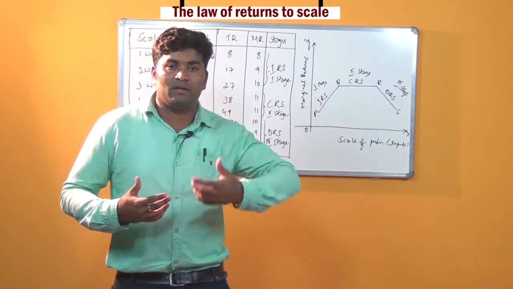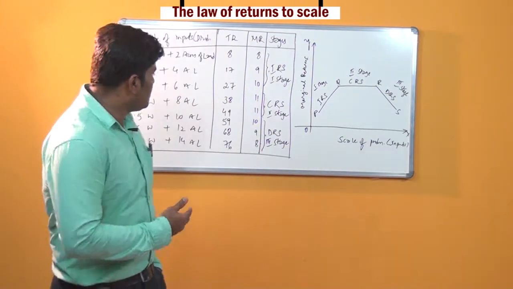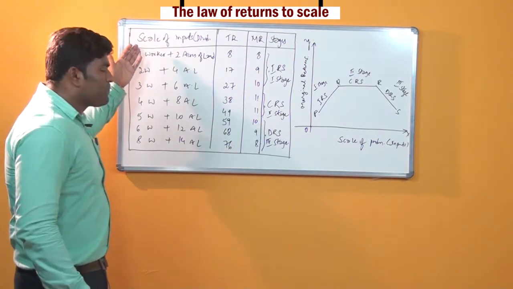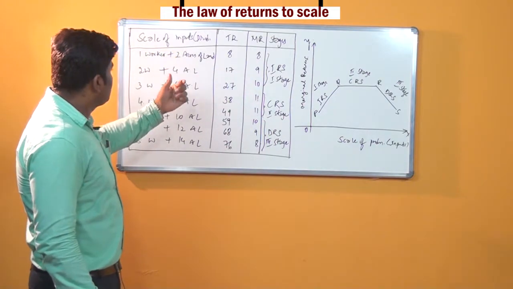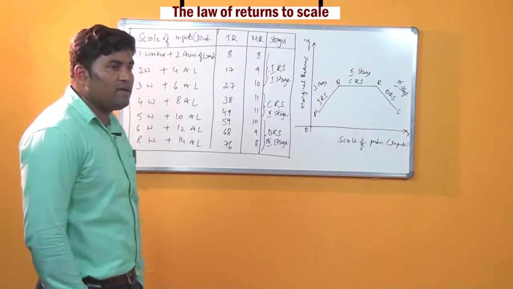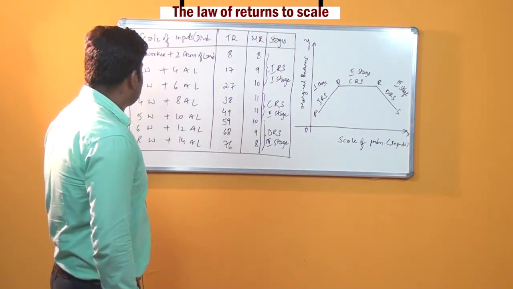It requires a good table and a diagram. If you look at the diagram I have written here, the first column describes the scale of inputs, the second column is total revenue, the third is marginal revenue, and finally the fourth column relates to the stages.